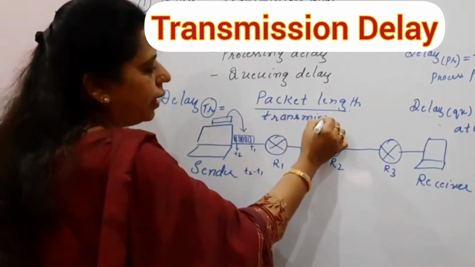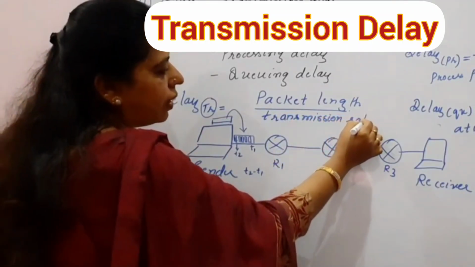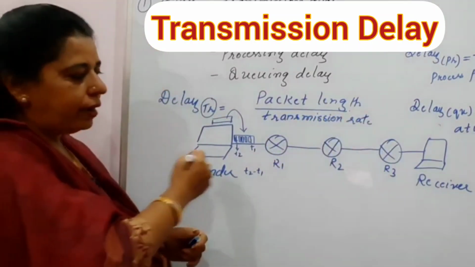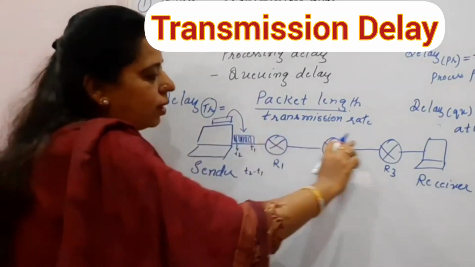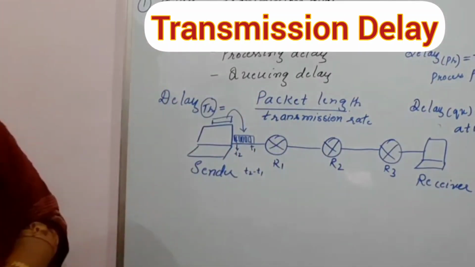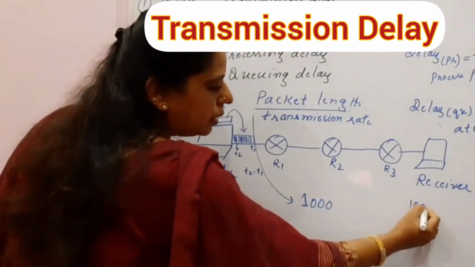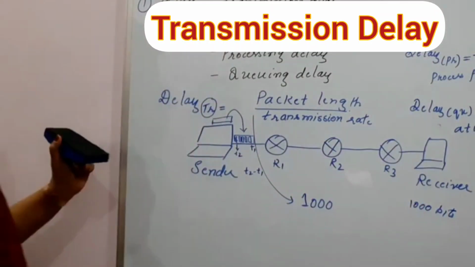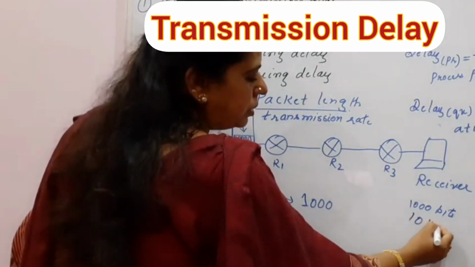That is, with what rate it is placing the packets onto the wire, onto the link, onto the medium. Let it be any medium here. So this is how we say that transmission delay can be calculated with this particular formula. We are assuming that 1000 bits is the packet size, or the length of the packet. So let us assume 10 kbps is the transmission rate.